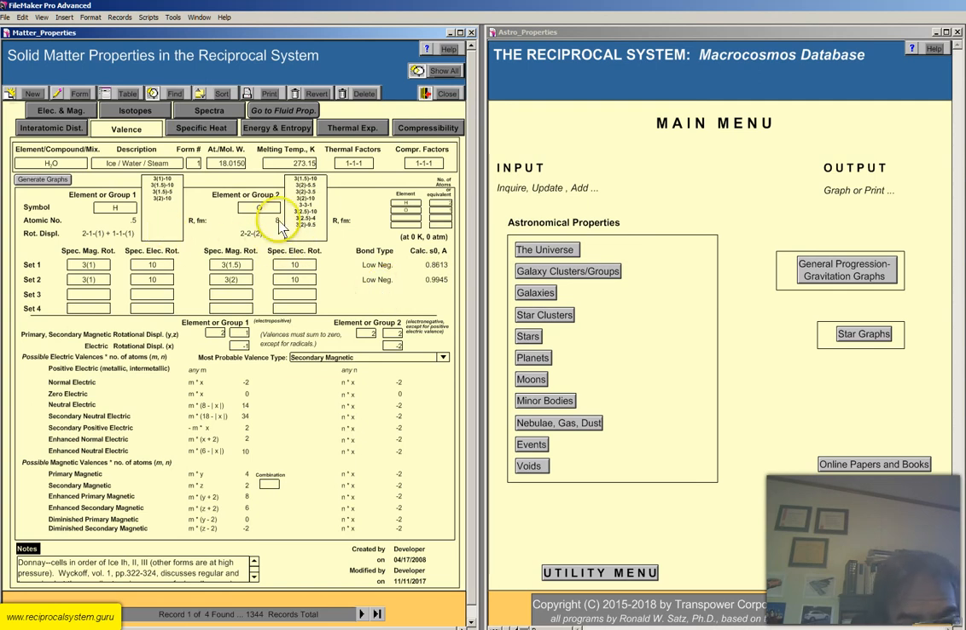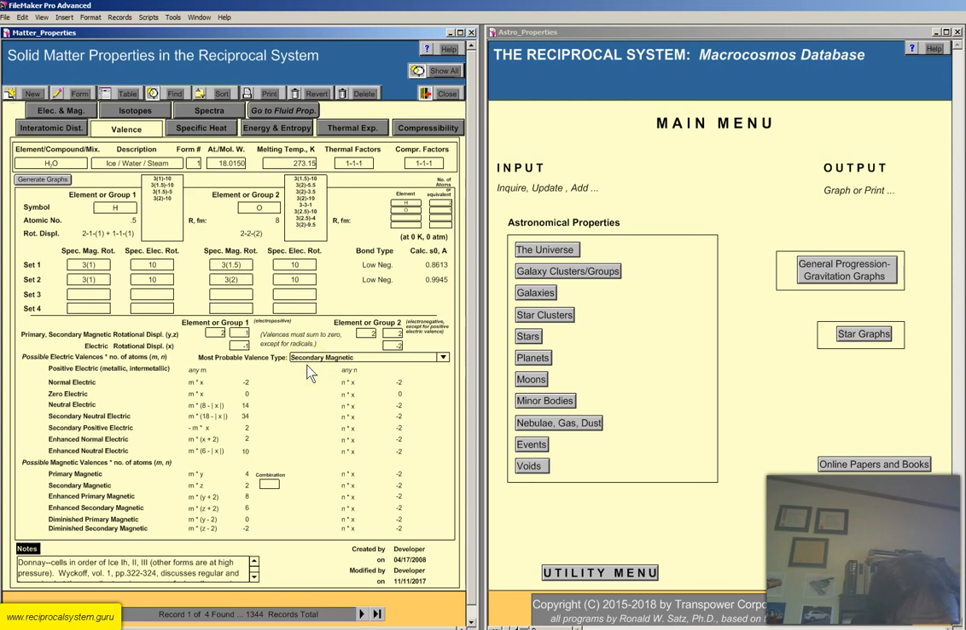Yeah, hydrogen and oxygen here. So you put in the specific magnetic rotation here, and here are the possibilities. I always give you the possibilities, and then you put in the specific electric rotation. Same deal here, and these are the calculated 0.8613 angstroms and 0.9945 angstrom.